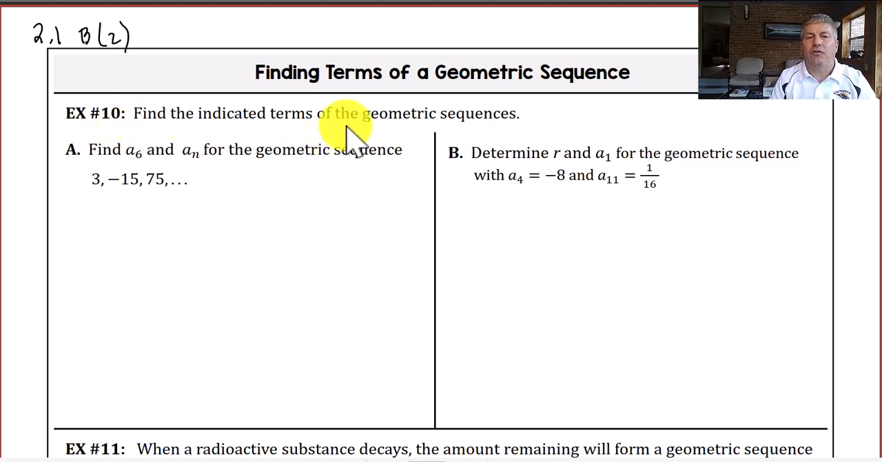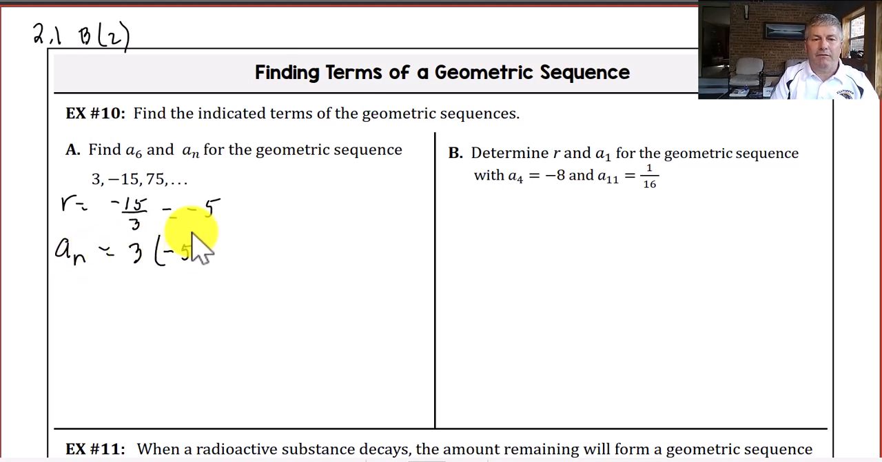Find the indicated terms of the geometric sequences. So we have to find our ratio, and our common ratio here, -15 divided by 3 is -5, and our first term is 3, so our formula a sub n is 3 times -5 to the n minus 1. And we want to find a sub 6 and a sub n. We've already found a sub n, so now we want to find the sixth term.